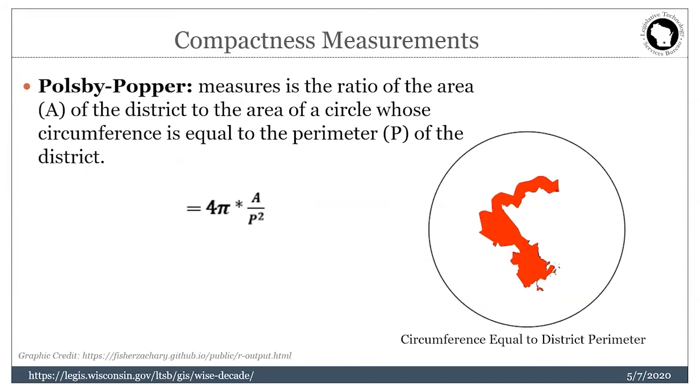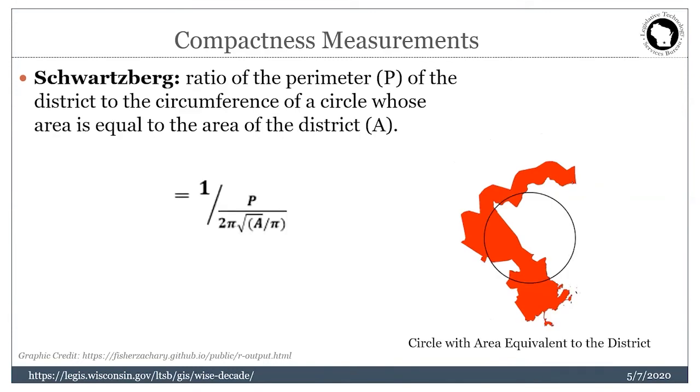So the first algorithm I mentioned is the Polsby-Popper algorithm. It's kind of the standard algorithm for redistricting. It measures the ratio of the area of the district to the area of a circle whose circumference is equal to the perimeter of the district. So what it means on the right there, the circumference of that circle is equal to the district's perimeter. And then it measures the ratio between the area of that district and the area of the resulting circle. And then the next one here is Schwartzberg, which is just the opposite, where it is a ratio of the perimeter of the district to the circumference of a circle with the same area.